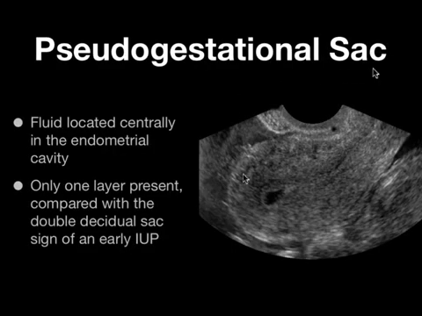Here's a patient with a pseudosac. You can see here's the endometrial stripe, and this is literally in the road here at the end of the cul-de-sac, and this is just a decidual cast from the hormonal reaction from the ectopic pregnancy. So this is going to be located centrally in the endometrial cavity, and in theory there should only be one layer present. However, there have been cases described where a double decidual sac appearance was present.